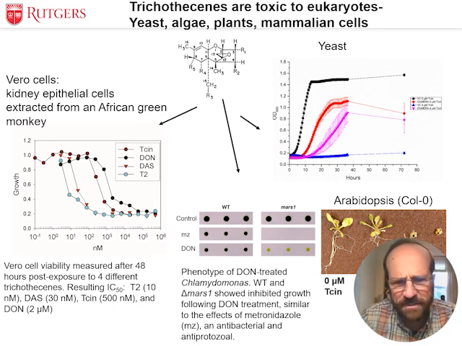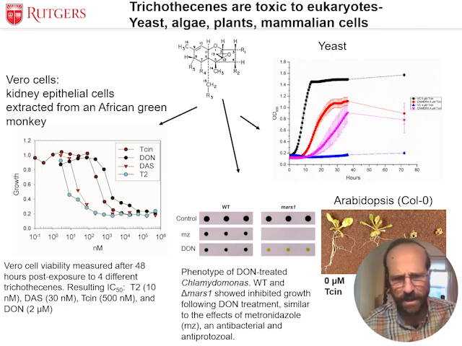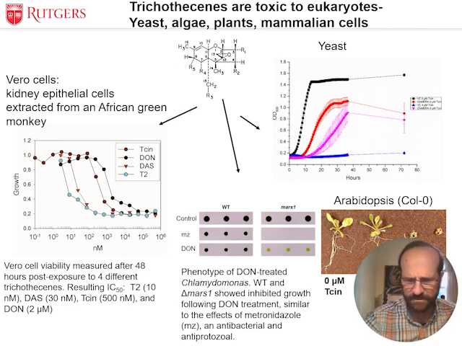So trichothecenes are toxic to eukaryotes. Yeast, algae, plants, and mammalian cells are sensitive to these toxins, and I give some examples here. In this particular case, we have Vero cells that were treated with a variety of different trichothecenes: T-Syn, DON, DOS, and T2. We showed that yeast are also sensitive. Chlamydomonas and Arabidopsis have different degrees of sensitivity.